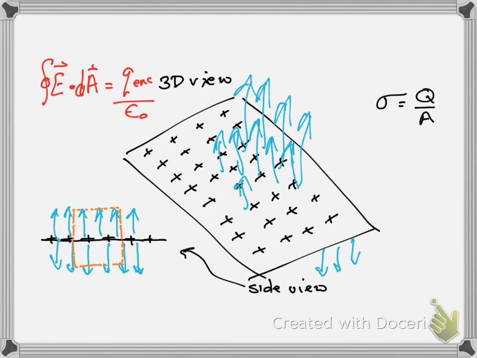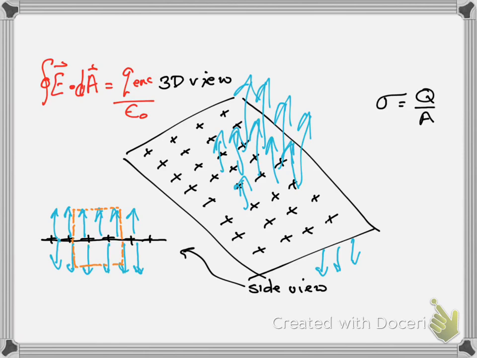Let me just make sure we understand. In 2 dimensions, it's got to be a closed surface. It's got to be a 3-dimensional surface, but I'm looking at the side view. So in those 2 dimensions, you can see that no field lines pass through the sides, and the field and angle is constant through the top and bottom. Okay, so that's the kind of surface that we want.